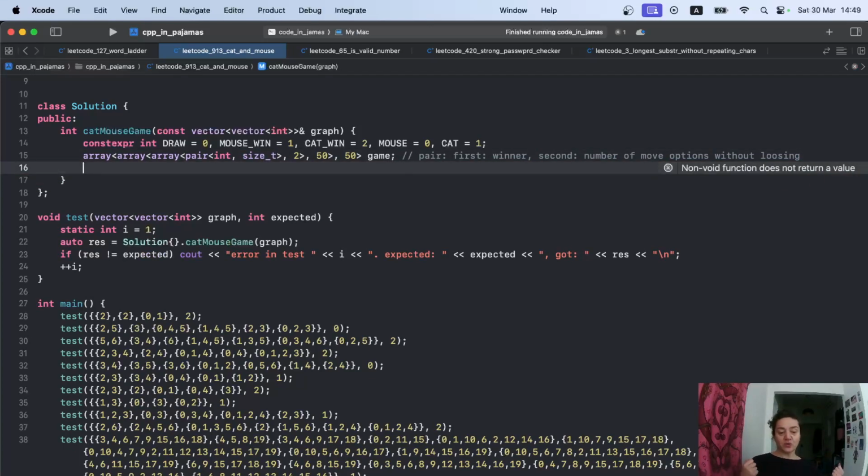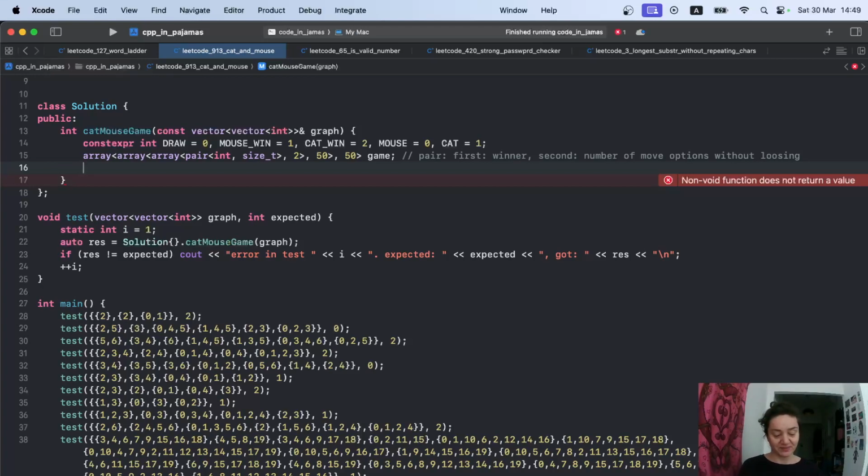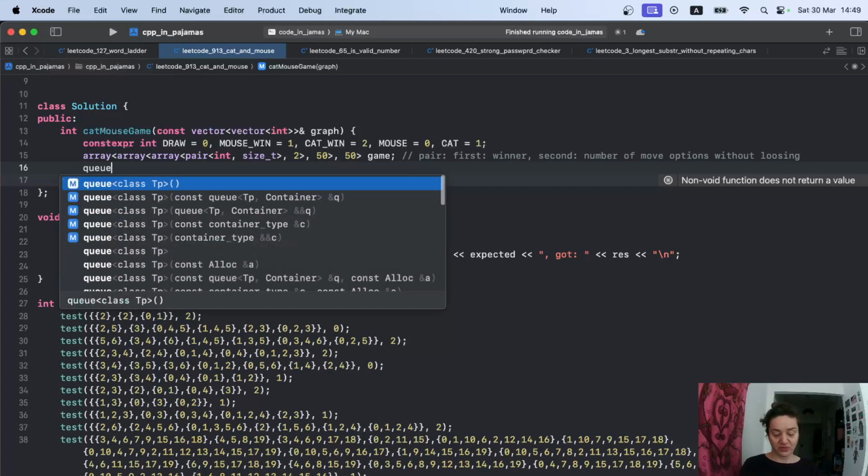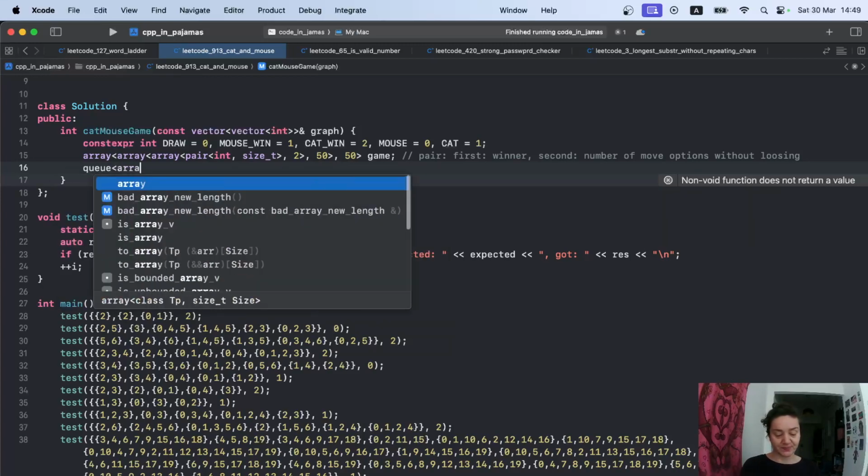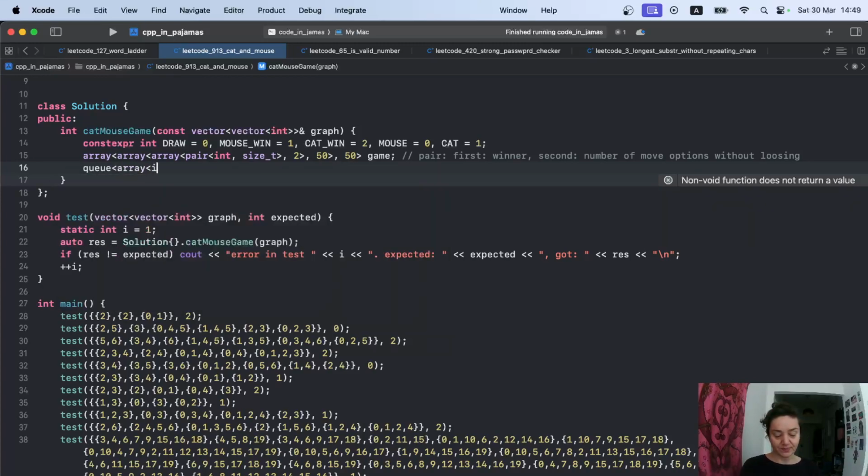Now, let's have a queue for the resolved state. We put all resolved states there one by one and add more as we go and pop them from there. So queue of an array of 4 ints. What will be in every index, in every element of the queue? Where is a resolved state? Where is the mouse in the resolved state? Where is the cat? Whose turn is it? Who's the next player? And who's the winner of that state?